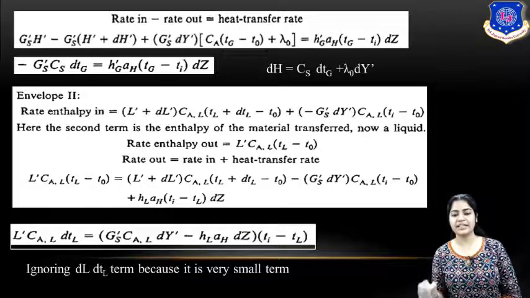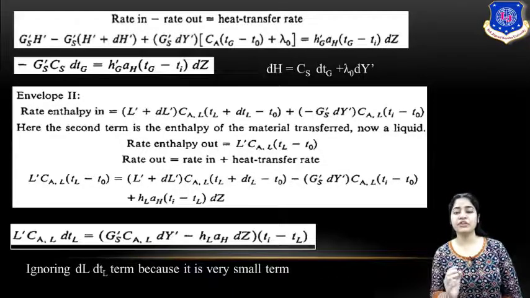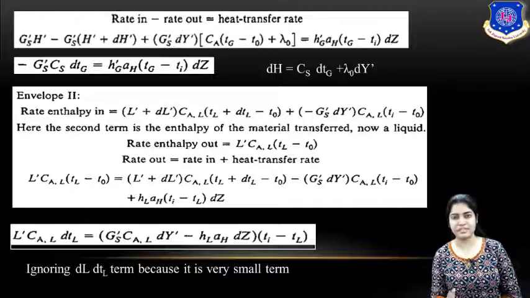L dash plus dL dash into CAL, that is the specific heat of the liquid in the liquid phase, into delta T. So the temperature of the inlet liquid is what? It is TL plus dTL. Here, when we are talking about the sensible heat, you are doing it with reference to a reference temperature. Here T naught is what? You are taking a reference temperature as 0 degrees Celsius.